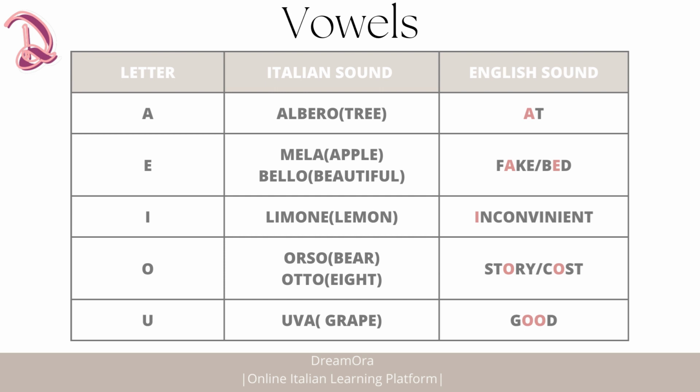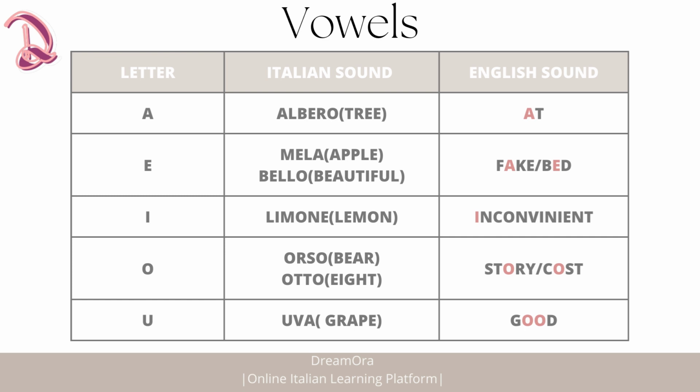Now let's say some Italian words. We have for the closed one, orso, which is the O of orso. And otto, which is the open one. The English words are story for the closed one, and cost for the open one.